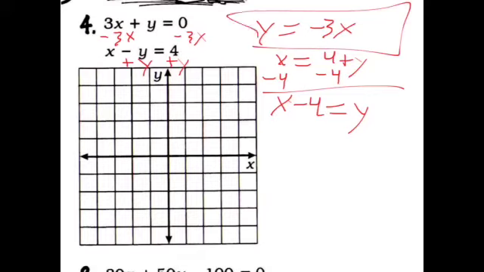Let's graph the top one. Notice how it doesn't have a number that's not with the x over here. That's because that number is going to be 0, because adding 0 is the same thing as having nothing there. So that one has a y-intercept of 0, but it has a slope of negative 3.